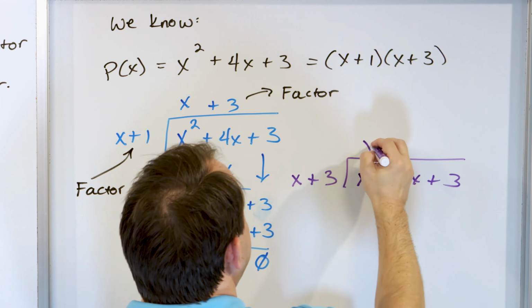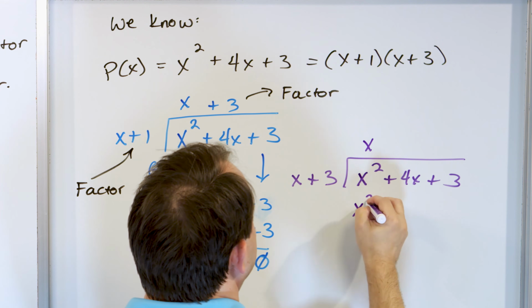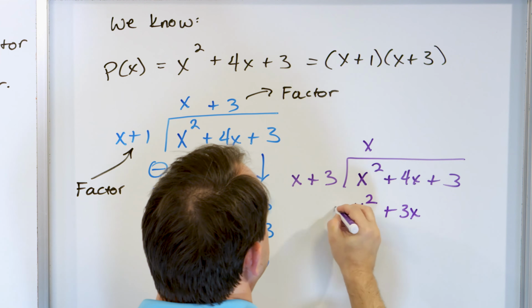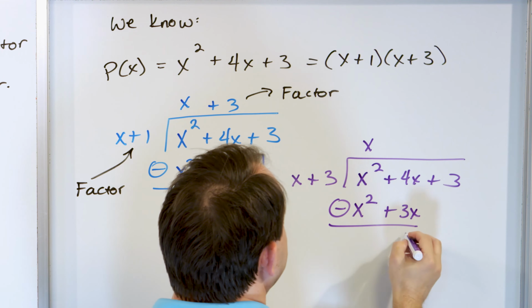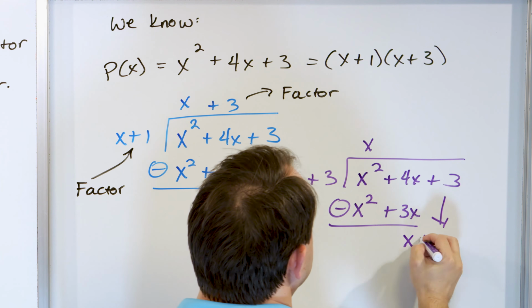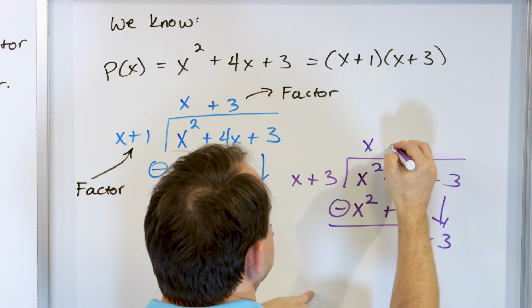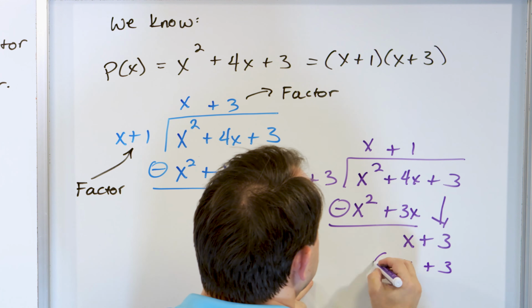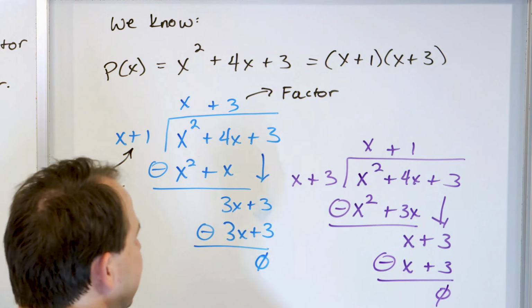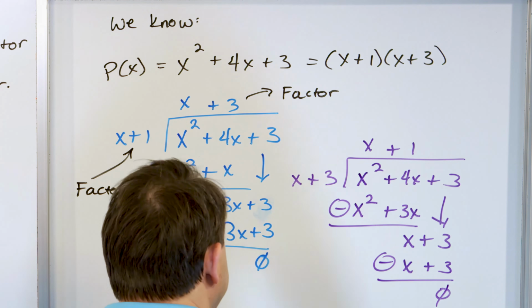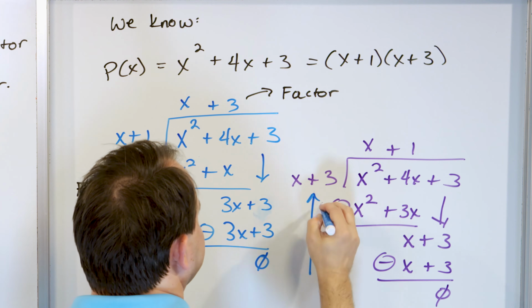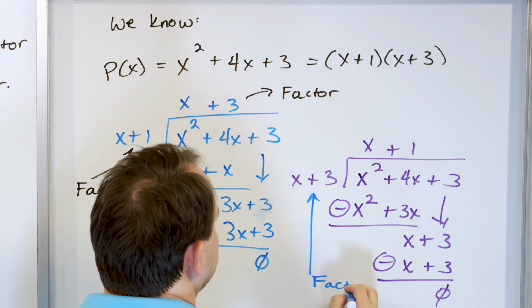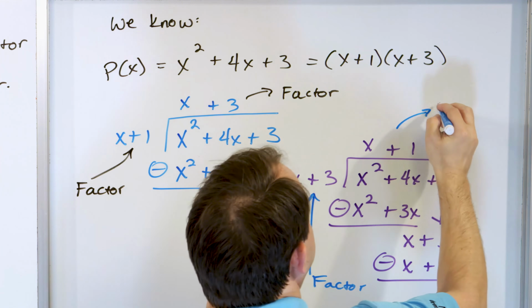So x times x gives me x squared. Multiply, I get x squared plus 3x. Subtract. 4 minus 3 is 1x. Drop the 3 down. x times 1 is x, and then plus 3. You can see, again, I get a 0 remainder. I should always get a 0 remainder back. So this thing was a factor because I knew it was a factor to begin with. And when I divided, I figured out that this was a factor.